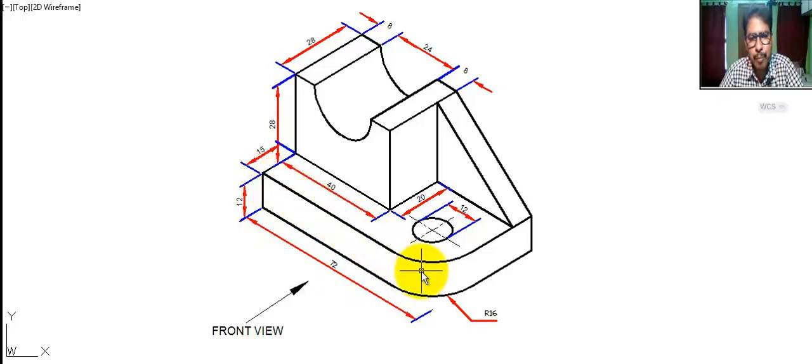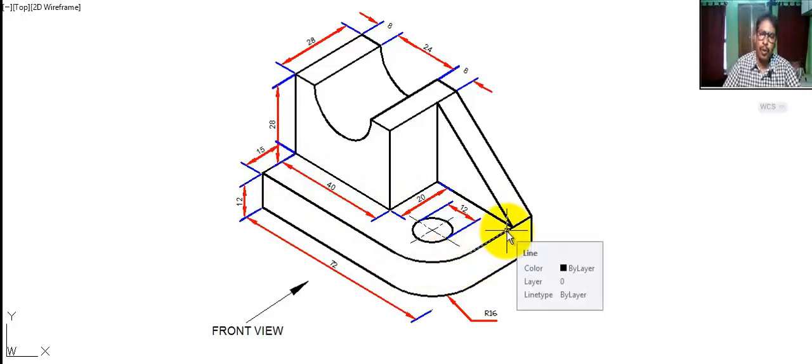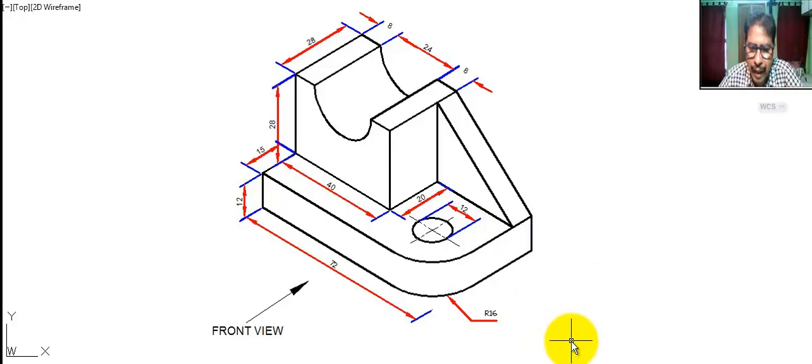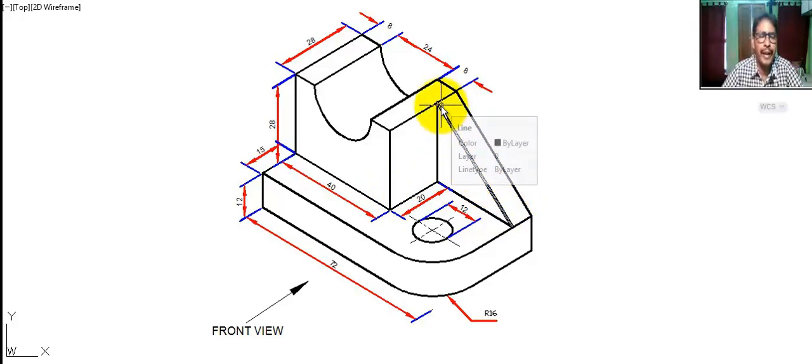In the front view, we see this portion, this portion and this portion. In the top view, when we see from the upper side, we see this portion and this portion, this portion and also this portion. When we see from the right hand side, we see this portion and also this portion. Okay.